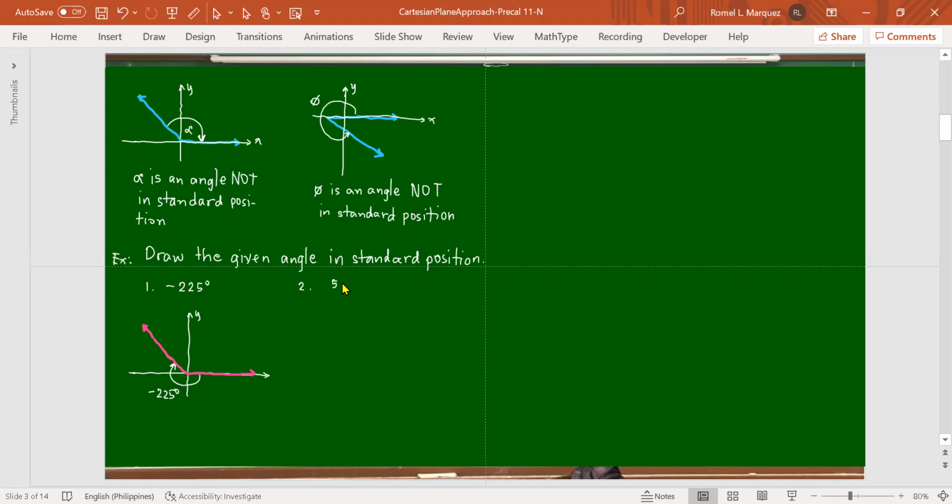5 times pi over 2. So that is automatic, or that means in radian measure. So how much is that? How large is that angle, guys? How large is that angle? Where's my calculator?